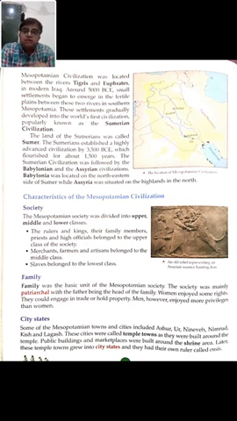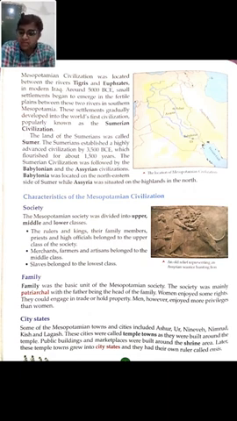Then family. Regarding the family structure, the men were the head of the family, and women used to do the household work, and they were also involved in trade and commerce. So family was a basic unit of the Mesopotamian society. The society was mainly patriarchal.